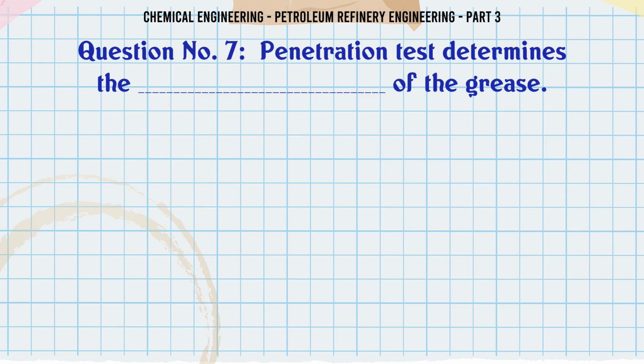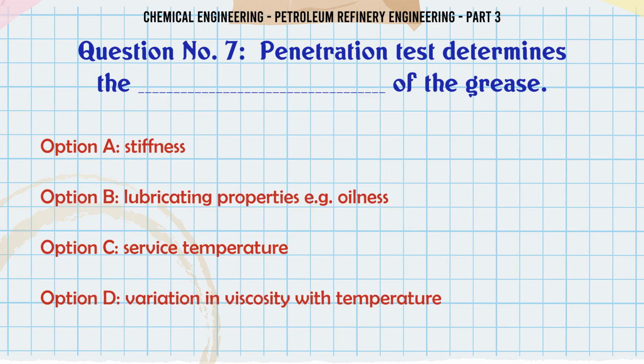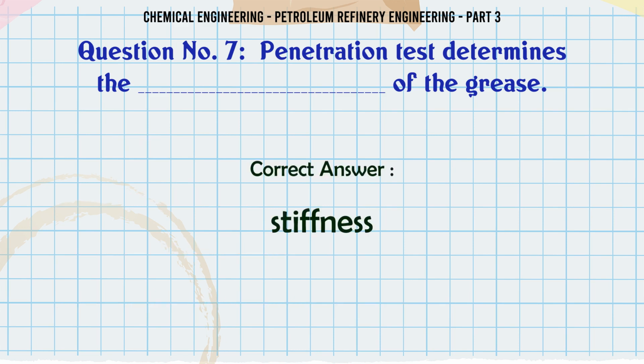Penetration test determines the of the grease. A. Stiffness. B. Lubricating properties, e.g., oiliness. C. Service temperature. D. Variation in viscosity with temperature. The correct answer is stiffness.